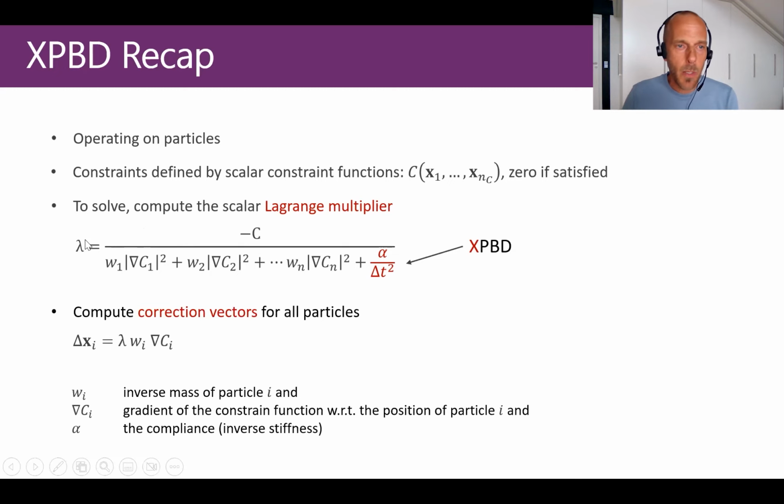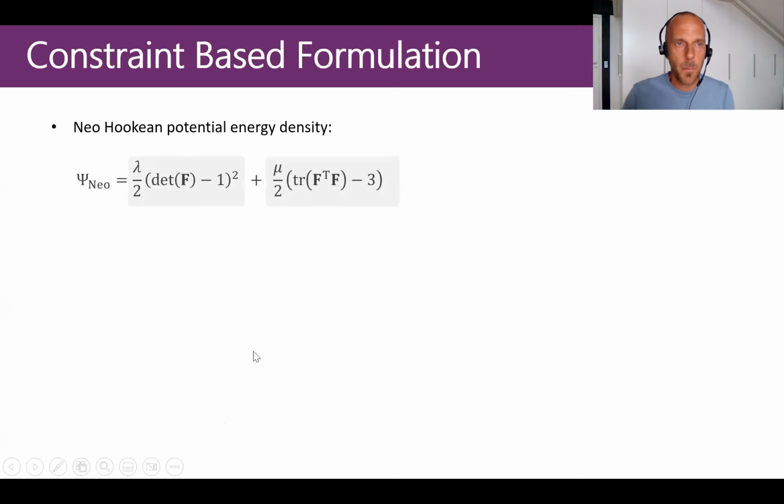Now, once we have computed lambda, we can compute correction vectors for all the particles participating in the constraint. To do this, we multiply lambda by the inverse mass of the particle times the gradient of the constraint function with respect to that particle. And as you can see, when we can evaluate the constraint function and when we have all the gradients of the constraint function, then we can actually compute these correction vectors for all the particles, and we're basically done. We just have to add them to the positions of the particles. Very simple.